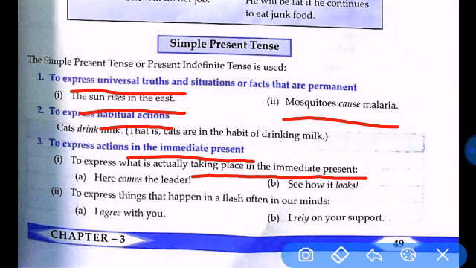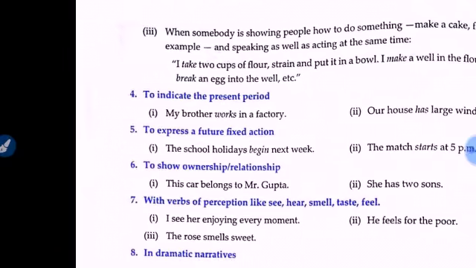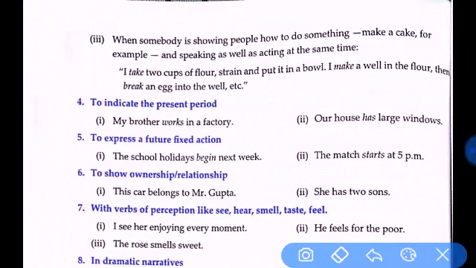Then we have to show people how to do something. When you want to tell people how to do something, look at here, to make a cake. When you want to tell people how to make a cake, then we use simple present tense: take, okay, or we put. So all this is in simple present tense.